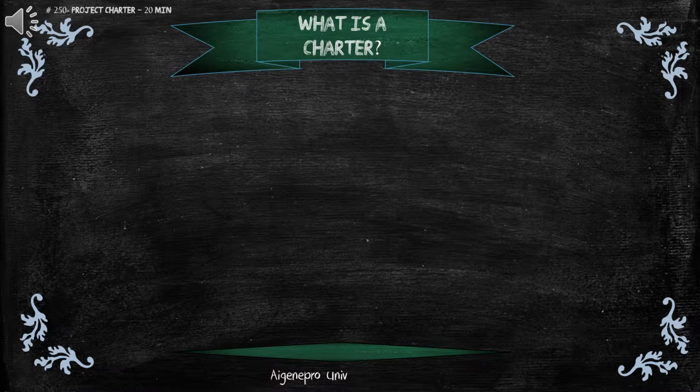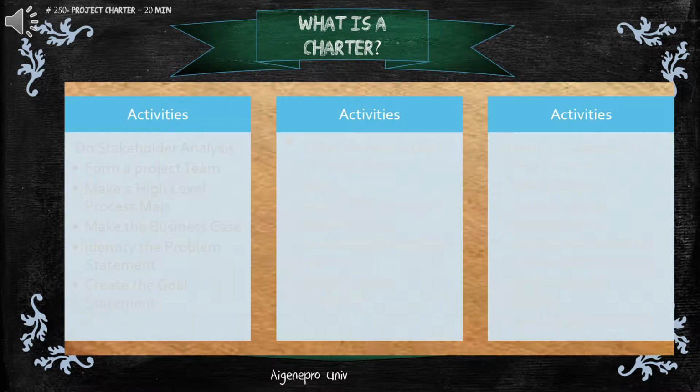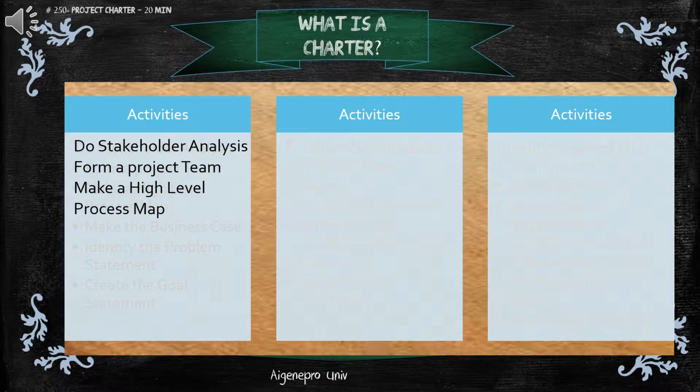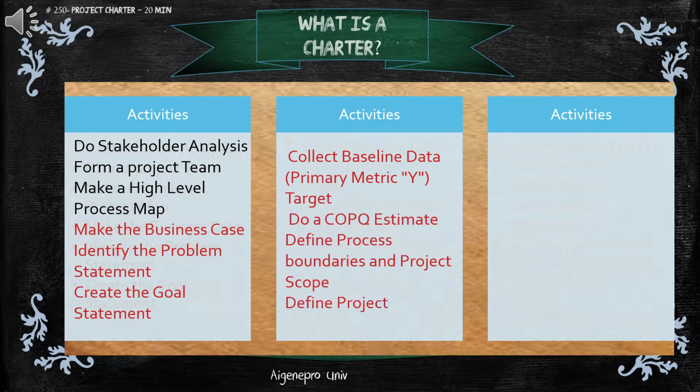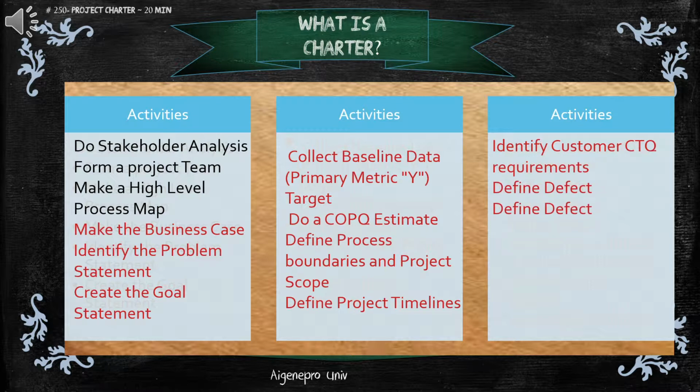Let's first look at all the activities to be carried out in the define phase. First, stakeholder analysis, then, making a project team, making a high-level process map, making a business case, problem and goal statement, collect baseline data and set a target. Do a COPQ estimate, define process boundaries and process scope along with the timelines of the project, identify CTQ and defect and their requirements, make a financial estimate and finally make a charter and get it approved.